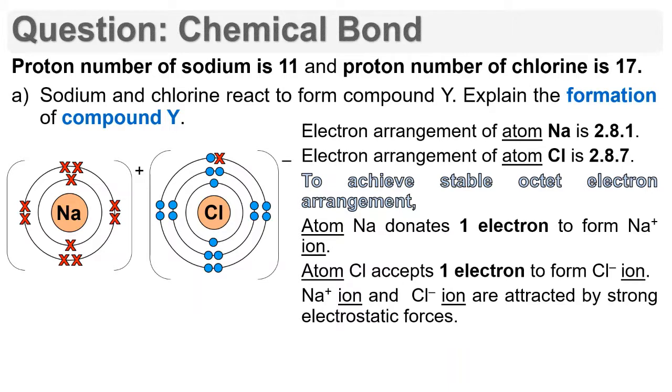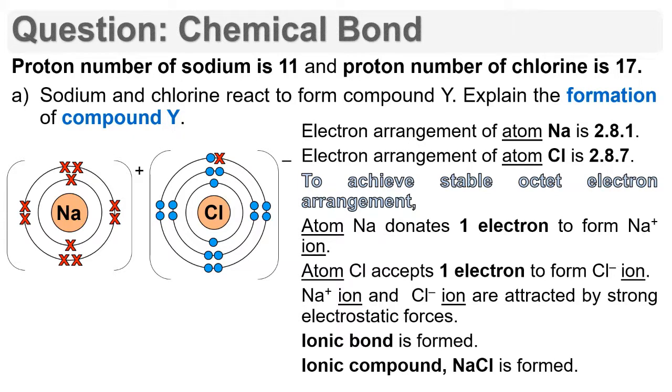Finally, end with the type of bond and the type of compound formed. Ionic bond is formed. Ionic compound sodium chloride, NaCl, is formed.